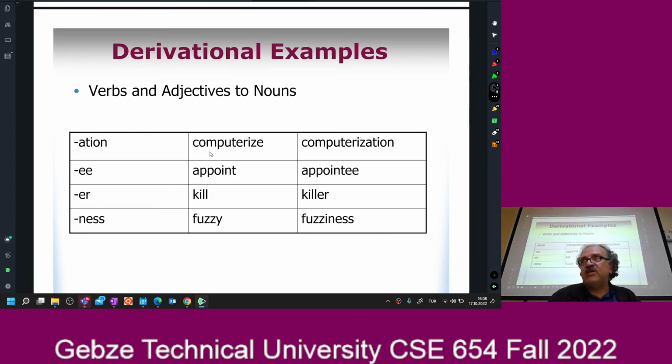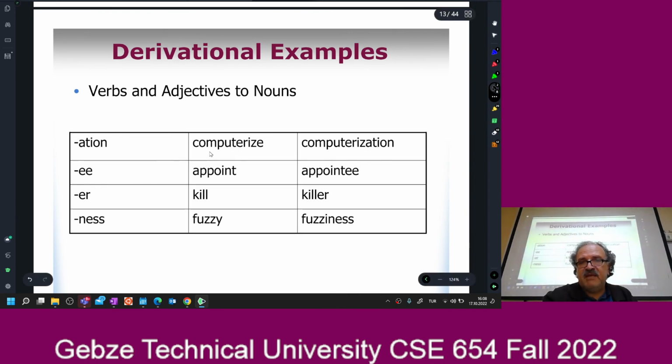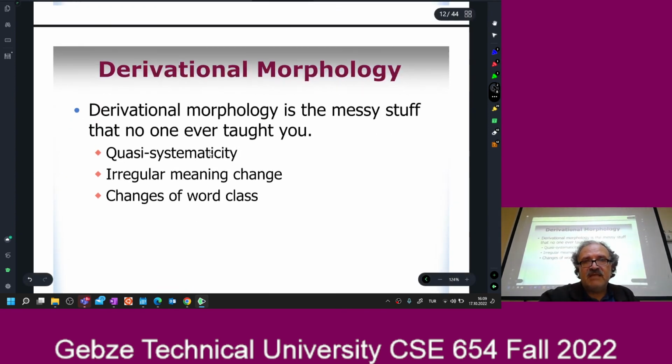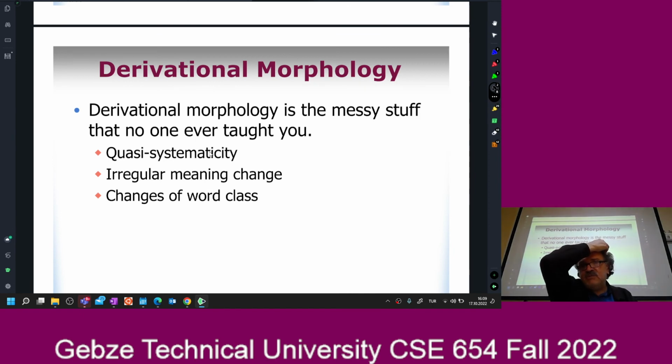So they all change their names. The computerize and computerization have different meanings. Kill and killer have different meanings, and their forms are different. Adjective from verbs to adjective, etc. Right? So these are the derivational examples. That's why derivational morphology in English is more difficult.